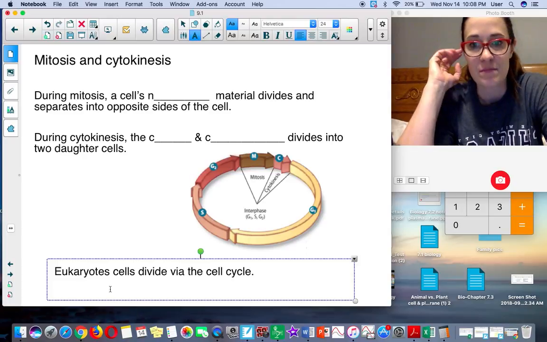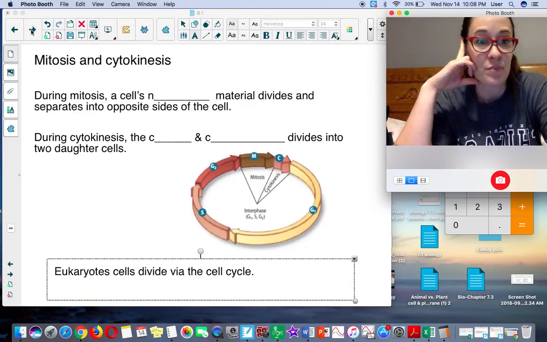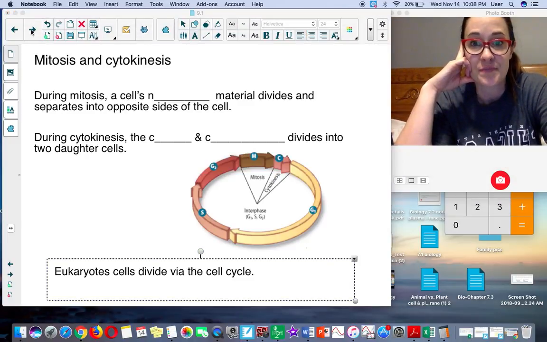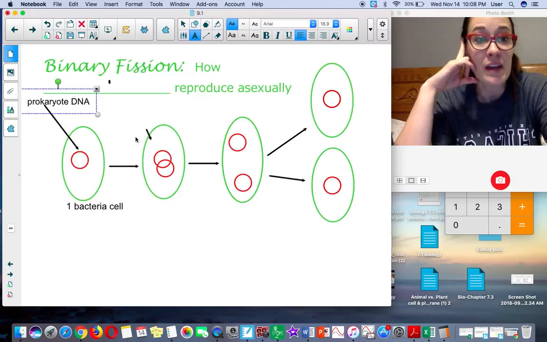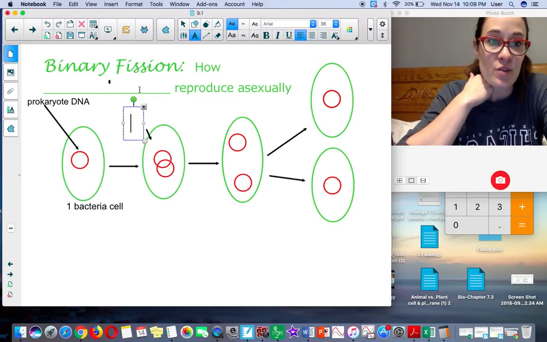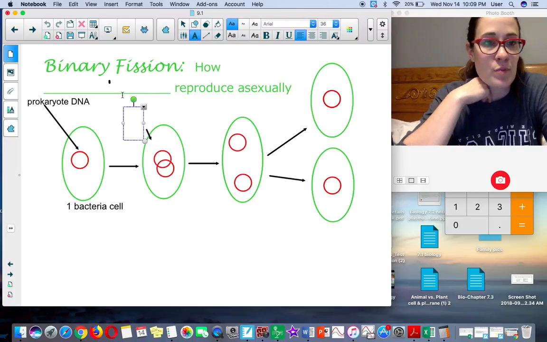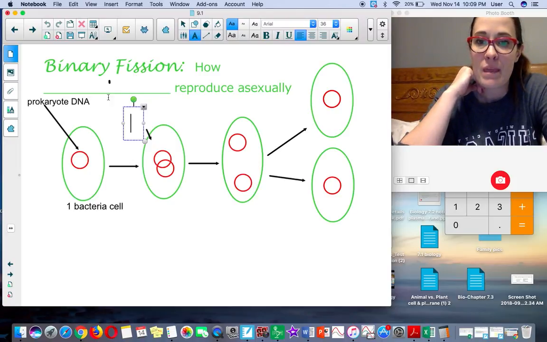Division of the cytoplasm. Eukaryotic cells divide by the cell cycle. Eukaryotic cells, so plant and animal cells. Bacteria or other prokaryotes, and I realize you might need to darken this in, reproduce asexually by something called binary fission. Binary fission. Prokaryotes reproduce asexually this way. They do not go through the cell cycle.